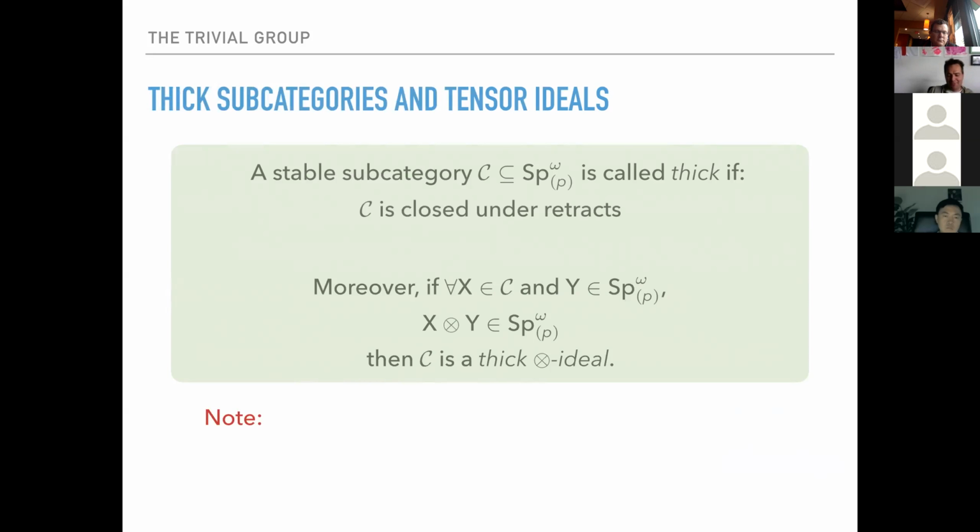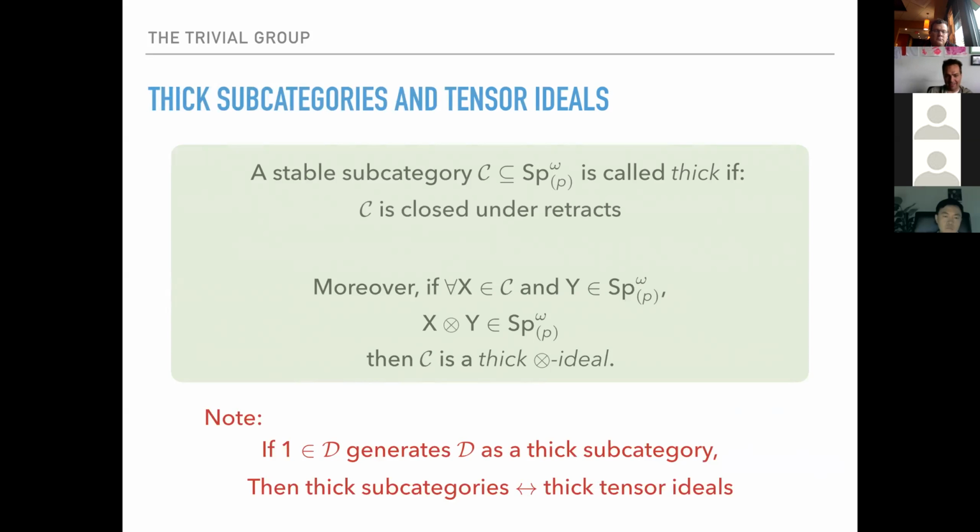Now, a very useful thing for what's going to come later is to note that if the unit in D generates D as a thick subcategory, then the thick subcategories of D are the same as the thick tensor ideals in D. So the original statement involves the classification of thick subcategories, but in fact, it's also the classification of thick tensor ideals. That's a pretty easy exercise.